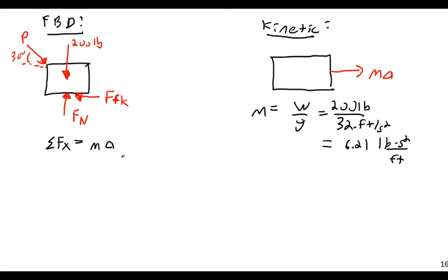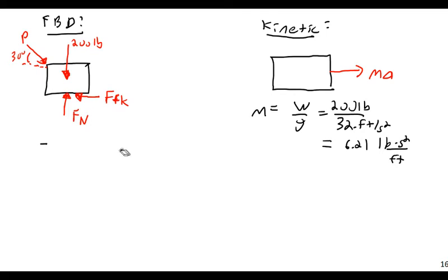Then if I go and apply this, if I look at the x component of each of these, I would have P times cosine of 30 degrees minus... actually, I should find the frictional force first. So maybe I'll do that before I even do the force balance. I'd like to nail down the frictional force. So m equals W over g equals 200 pounds. And we had the 6.21 before, so we don't have to do that again.